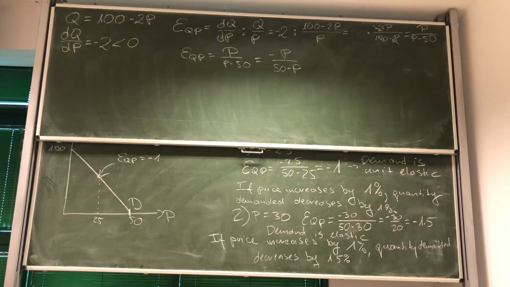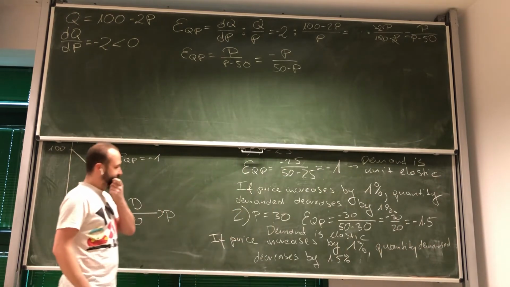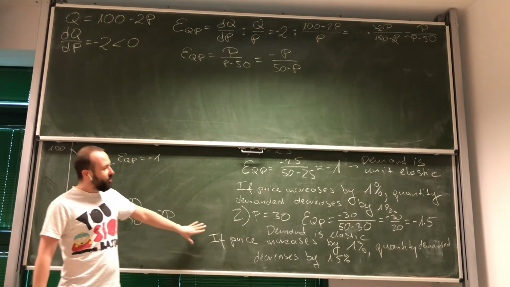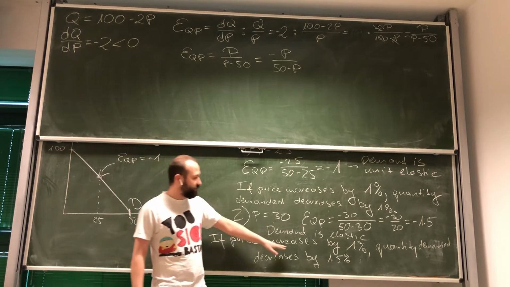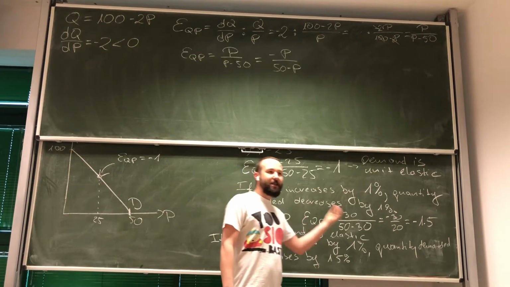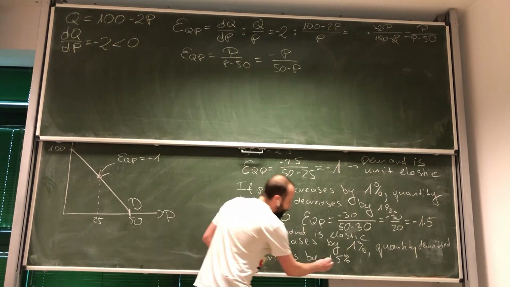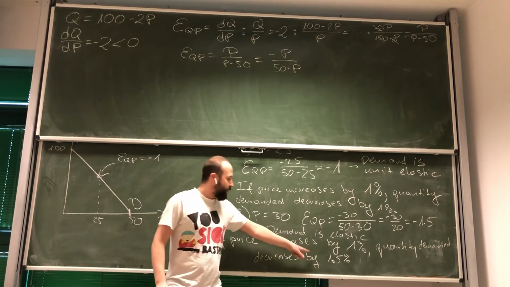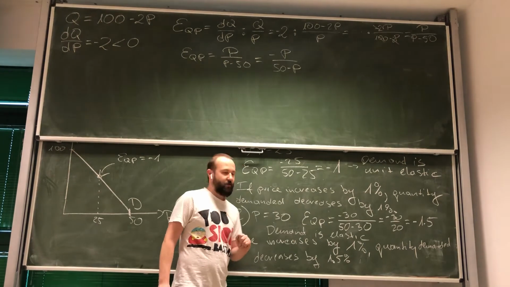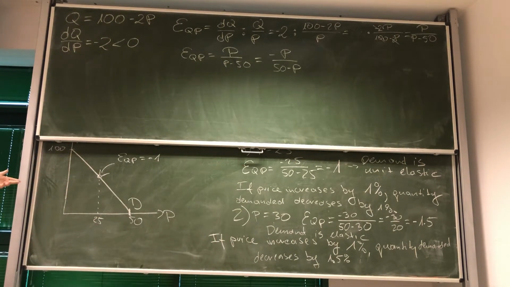Okay, so what is the main difference between these two results? Well, look, we call this elastic. This case is elastic because if price increases by 1%, quantity demanded actually decreases by more than 1%. It decreases by 1.5%.